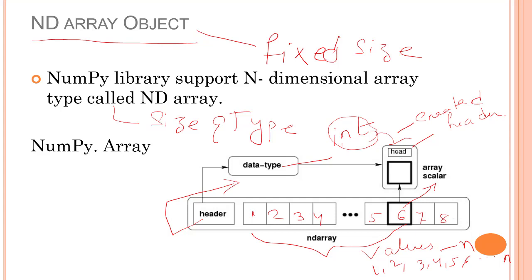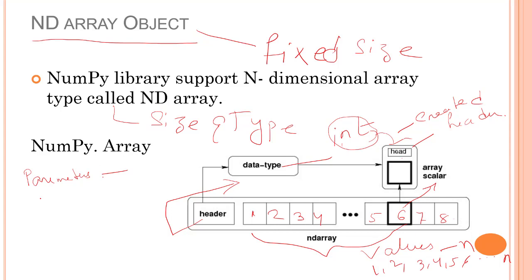For that n-dimensional array we are using the NumPy library. There are no different libraries and all. We use the NumPy library for that. With that we also have some parameters. So take a look at the parameters.